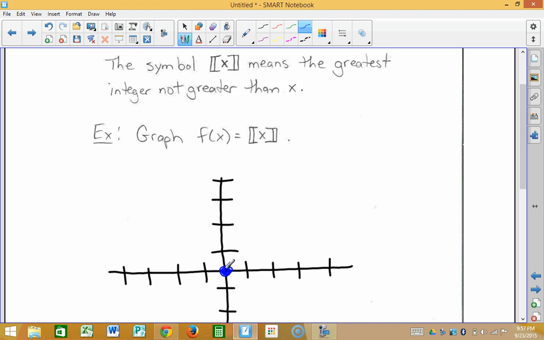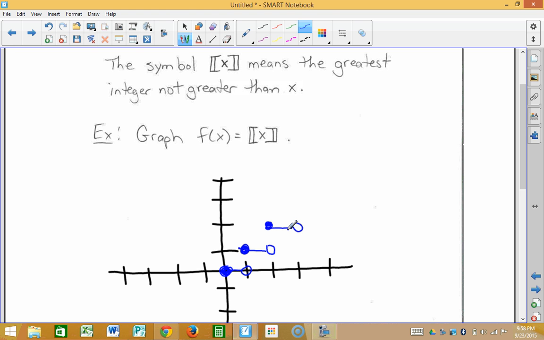But what happens when you hit 1? When you hit 1, it jumps up. So here's how the greatest integer function looks. It actually looks like a step function. So it's going to be a solid dot at 0 and an open dot at 1. And then we're going to have a solid dot at 1 and then an open dot at 2. And we step up 1, put a solid dot at 2, and an open dot at 3. And remember, it's going to be flat the whole time.